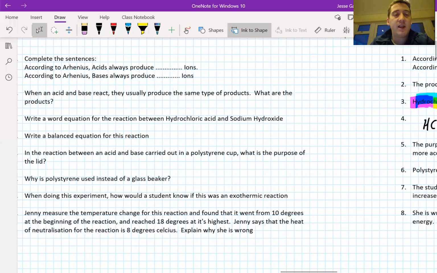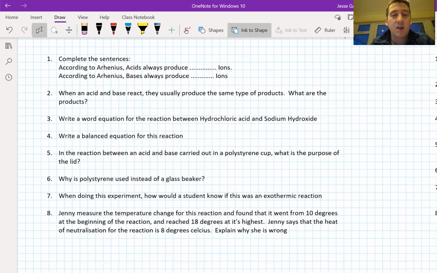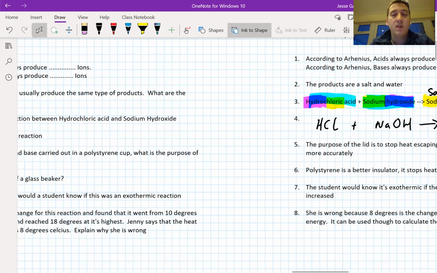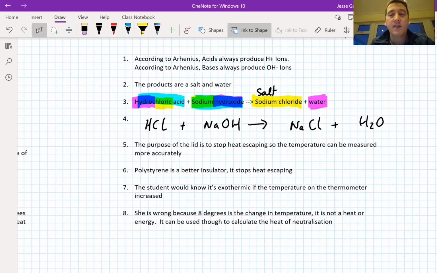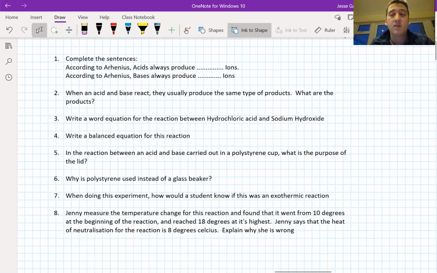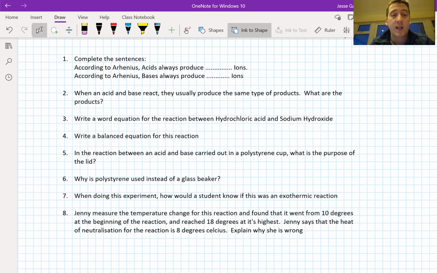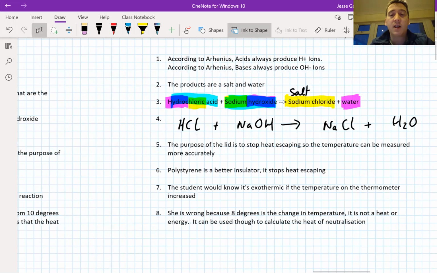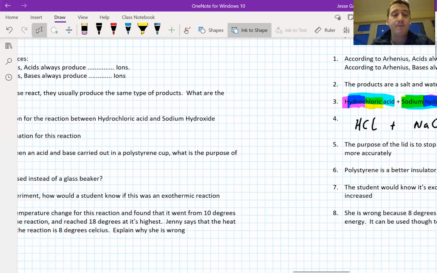Number 5 says, the reaction between an acid and a base is carried out in a polystyrene cup. What is the purpose of the lid? The purpose of the lid is to stop heat escaping so the temperature can be measured more accurately. Well done if you said that. Why is polystyrene used instead of a glass beaker? Polystyrene is a better insulator and it stops heat escaping. Again, it allows us to measure the temperature accurately.